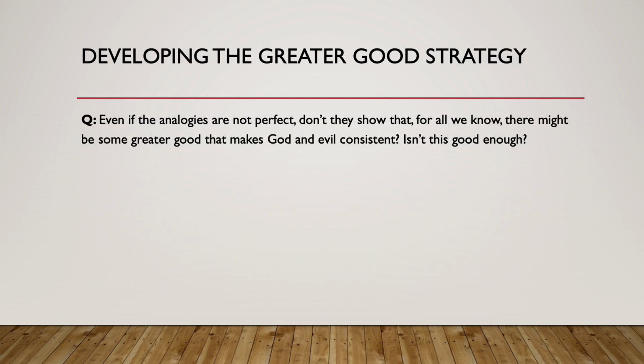At this point, you might be thinking, okay, so the analogies aren't perfect, but don't they at least show that there's a general way to show how God might allow evil? There might be some greater good that we're just unaware of that makes God and evil consistent, that shows that there's some bigger picture where those two things can go together, even if we can't see that bigger picture. Isn't that good enough to respond to the problem?